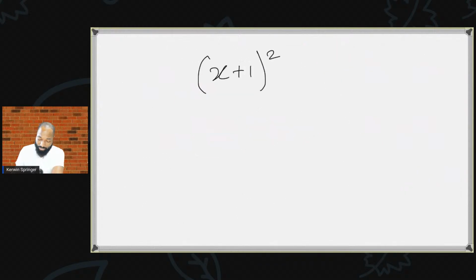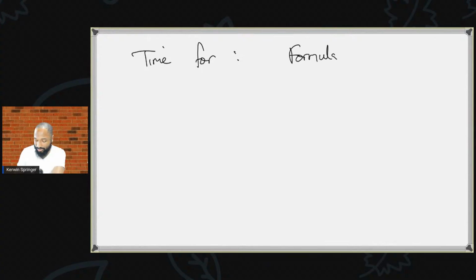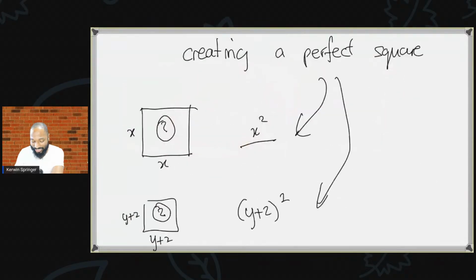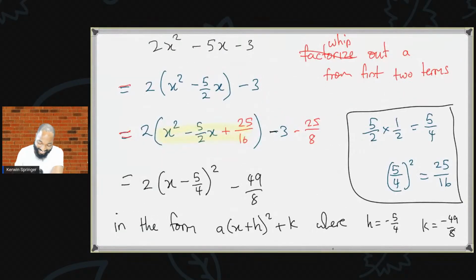All right, it's time for the formula method. So the formula method is a gift. How do they say it? A gift from the gods. It's a gift from above. Why is the formula method a gift from above?